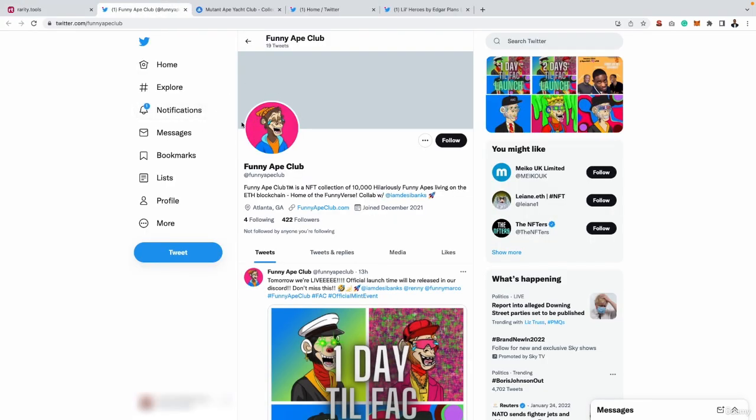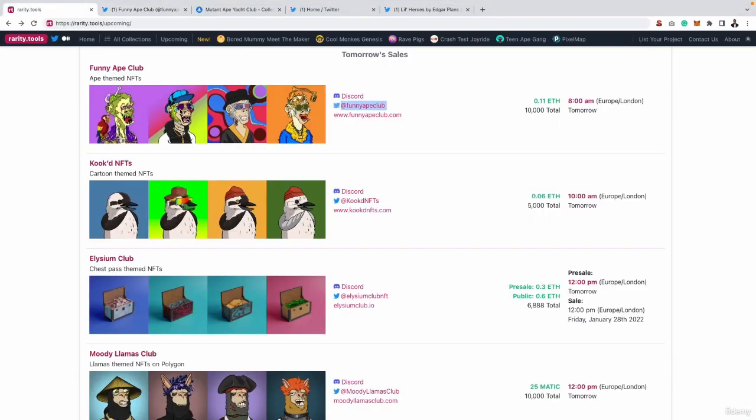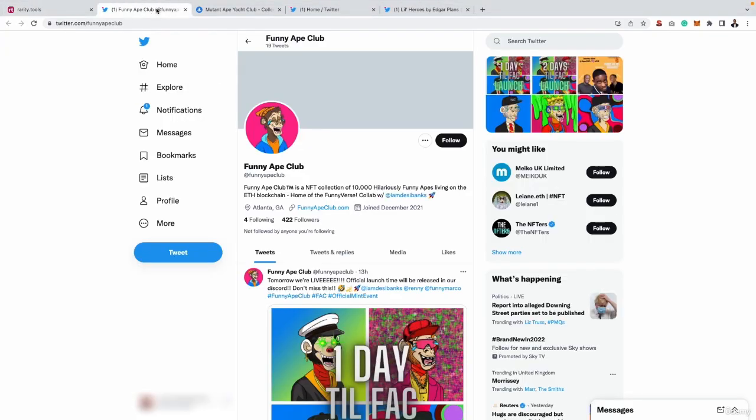Remember, when it comes to seeing the Twitter account, we want to see at least 5,000 followers. Well, Funny Ape Club, they literally have less than 500. So literally less than 10% of what I recommend. So again, this is a red flag. It doesn't matter how good the artwork actually looks on Rarity. When it comes to checking out the Twitter account, there aren't that many followers whatsoever.